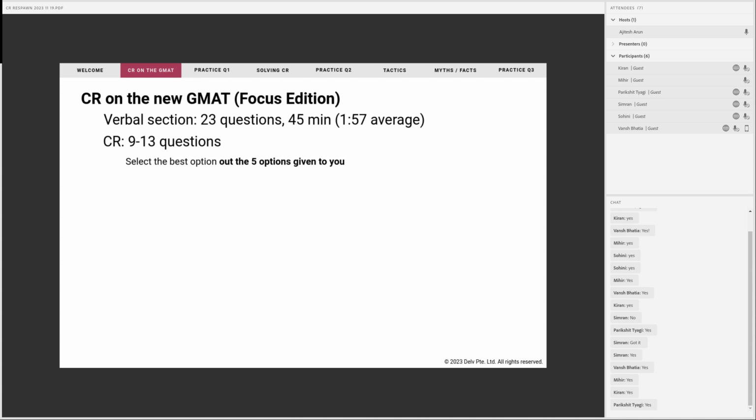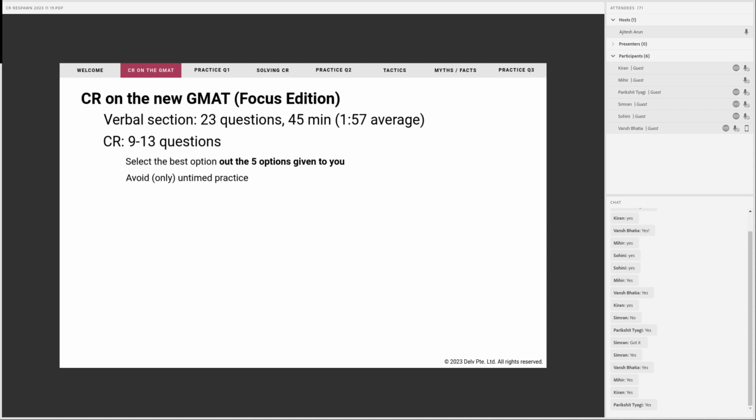Perfect. Now, let's talk about the task, right? So in critical reasoning, the task is very simple. You have to select the best option out of the 5 options given to you. Now, this sounds very simple, but we're actually going to spend a little bit of time discussing this in a few minutes, not immediately, because it sounds simple, but there's a lot that goes on behind this. Now, what I want to talk about is the importance of timed practice.